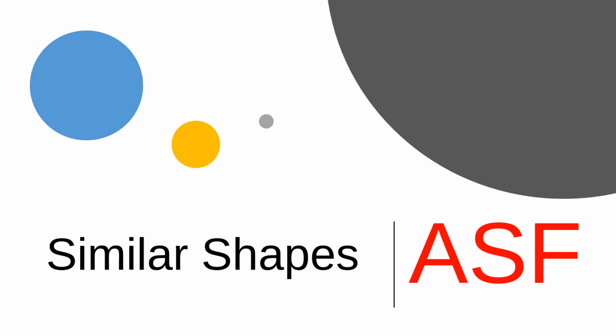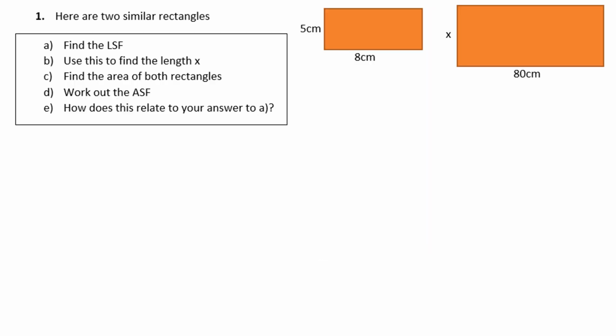Okay, so we've looked at LSF and a little bit of similarity to do with lengths. It's time to look at area scale factor, or ASF. Let's do some calculations first. We've got two rectangles here.